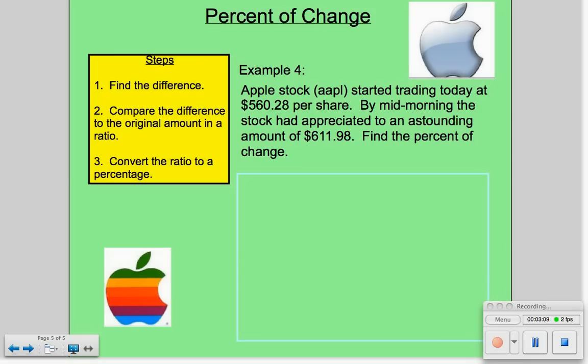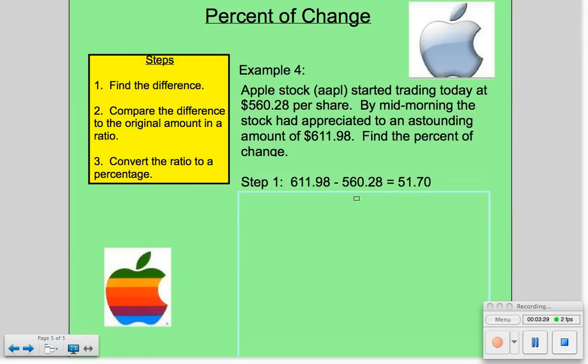Here's one of my favorites. Today, Apple's stock started the day at $560.28 per share. And then because they reported their earnings last night, it had an astounding appreciation all the way to $611.98. And we want to find that percent of change.